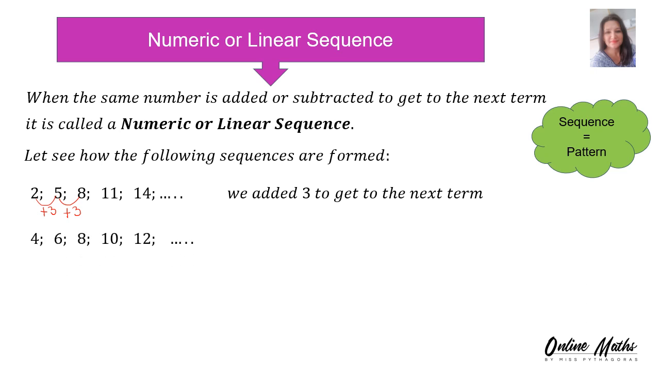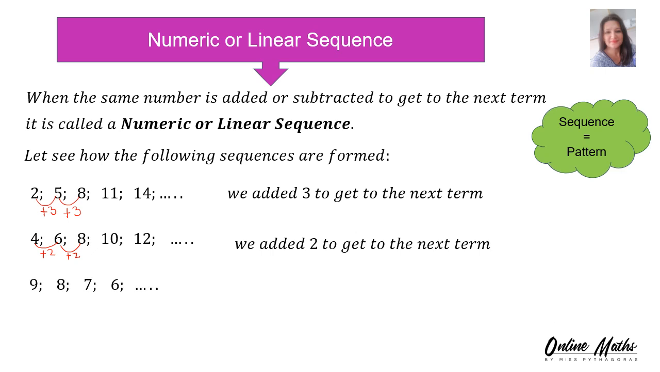When I give you this sequence, 4, 6, 8, 10, 12, what can you see? To get from 4 to 6, 2 was added. To get from 6 to 8, 2 was added. Therefore, we added 2 to get to the next term.